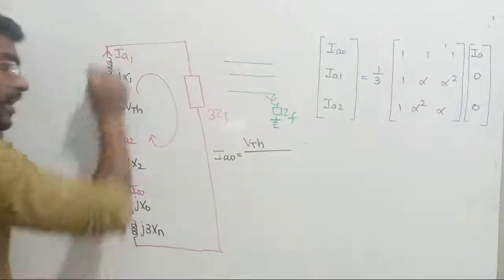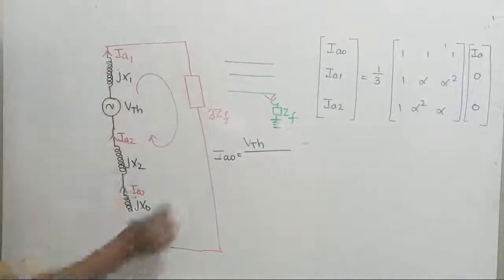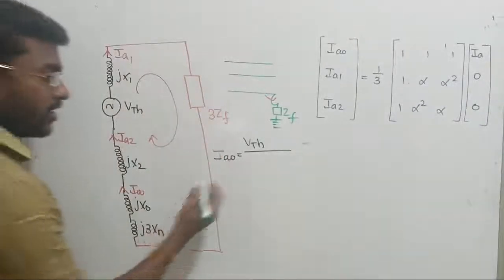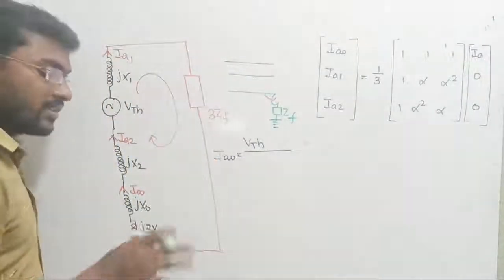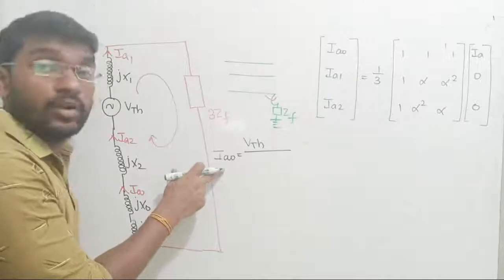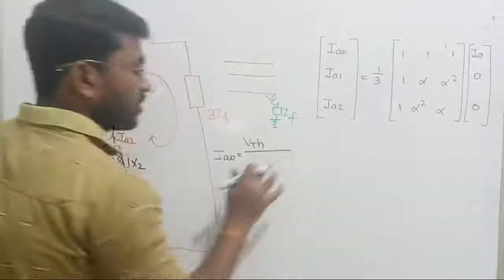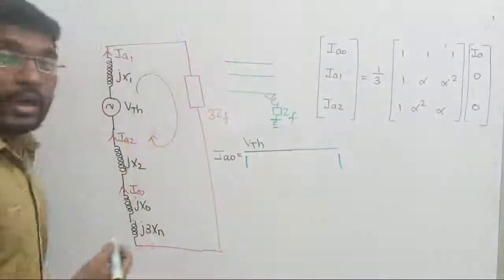Right? So the net current flowing into the circuit equals the net voltage, only one voltage source, divided by the net impedance, the total impedance offered by the circuit. Just consider the magnitude. The j component is not required. We are considering the magnitude of the fault current. So always keep these things in your mind: we are going to consider the magnitude of the impedance.